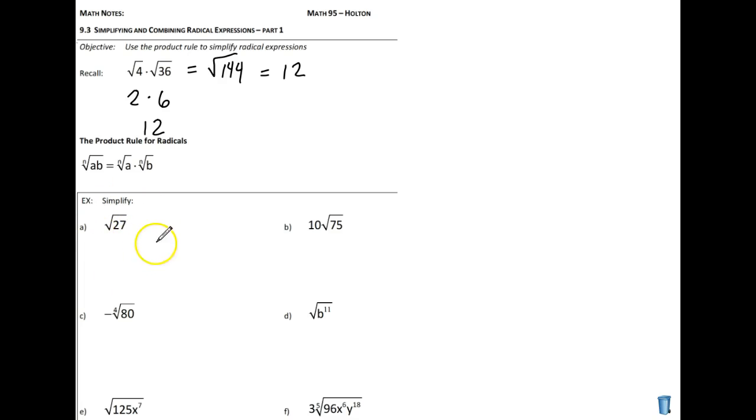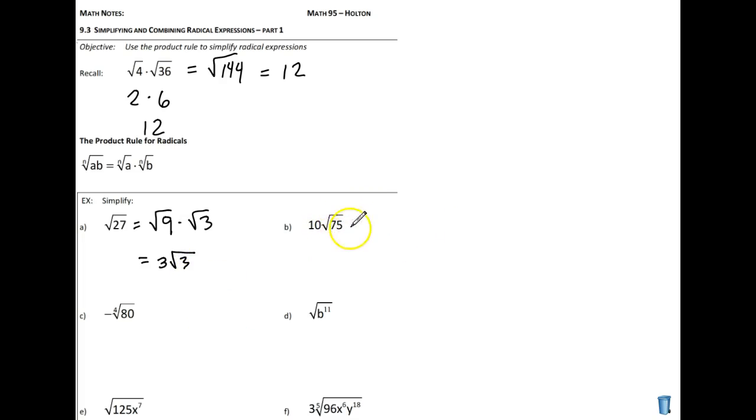So, for example, square root of 27. That's not a perfect square number. However, I do know that 27 is the same as 9 times 3, so I can rewrite this as the square root of 9 times the square root of 3. And the square root of 9 is 3, so we can actually write square root of 27 as 3 times the square root of 3.